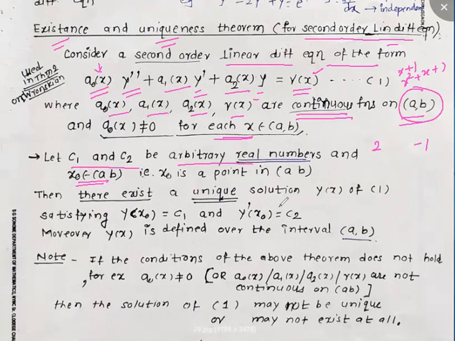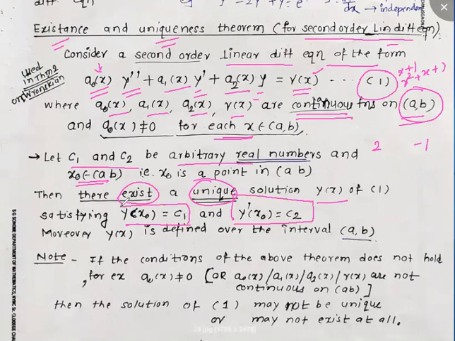Then there exists a unique solution y(x) of equation number 1. There exists a solution, this is the existence, and it is unique. So this is the existence and uniqueness theorem. There exists a unique solution, say y(x), of this linear second order differential equation, satisfying y(x0) equal to c1 and y'(x0) equal to c2.